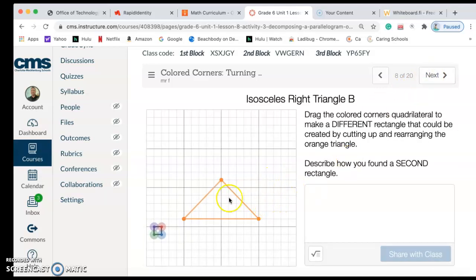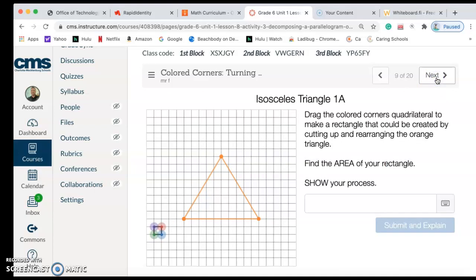Drag the colored corners to make a different one. So again, you could have cut this a different way. There's all kinds of ways we could have attacked this. Okay, so I'm going to skip this guy. Isosceles, drag the colored corners to make a rectangle that can be created by cutting up and rearranging.